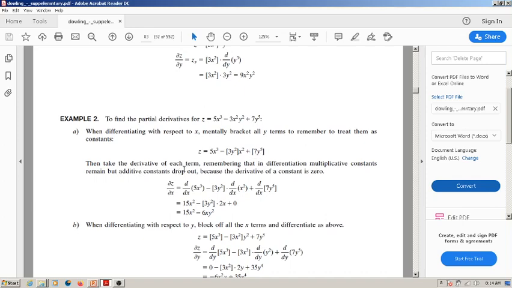Now take the derivative of each term. 3 terms are here. So wherever x is there, you have to find out the derivative. You should remember that in differentiation, the multiplicative constants will remain, but the additive constants will drop out. If a constant is added, then that constant can be dropped. But if it is a multiplicative constant, you have to retain that one. See here, the second term, here y term is also there, but since it is a multiplicative constant, you can't drop it. You should retain that term.